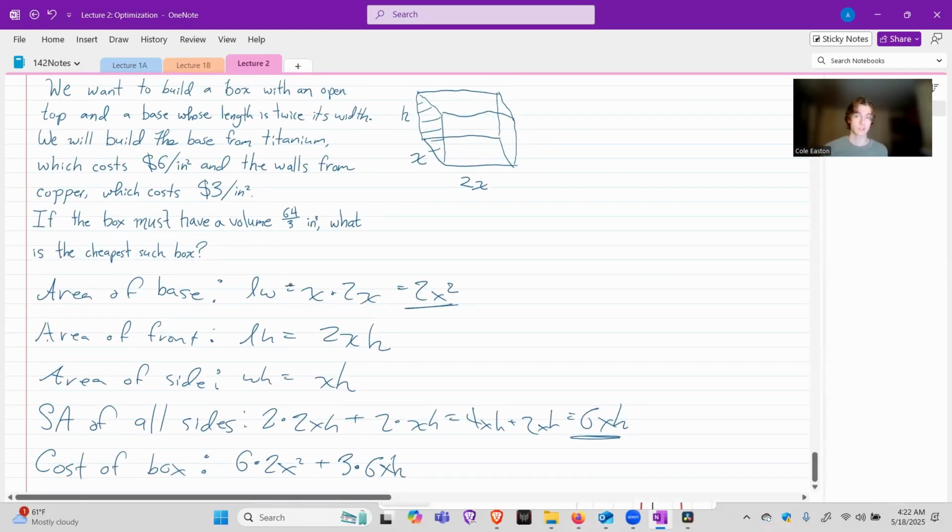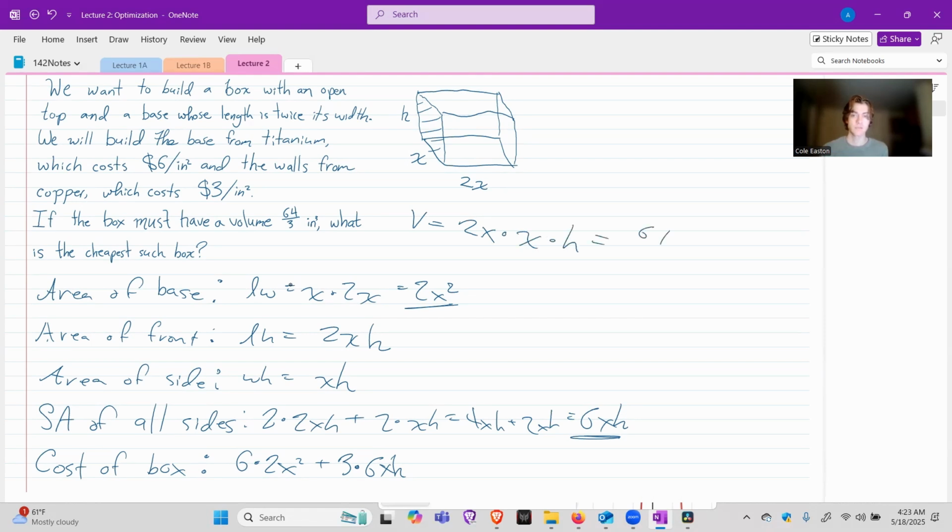Before, we used the cost function to solve for h because we had a fixed cost, but this time we have a fixed volume. And so that's what we're going to use to solve for h this time. So we have 2x times x times h equals 64 thirds. So we have 2x squared h equals 64 thirds. And then we're going to divide both sides by 2x squared. So we have h equals 64 over 3 times 2x squared. And then I can cancel a 2 out from the top and bottom. So we get 32 over 3x squared.